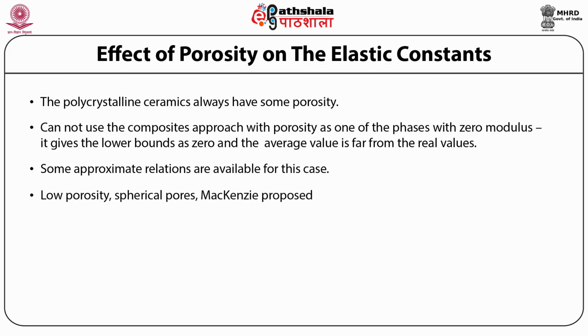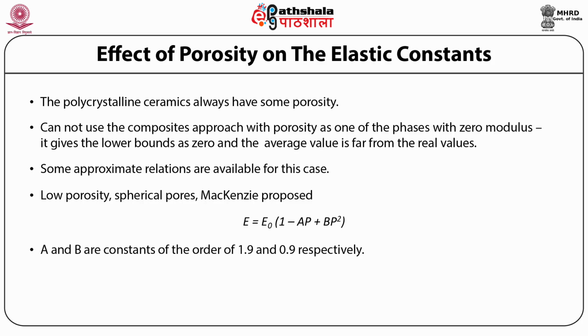For low porosity, assuming the pores to be spherical, Mackenzie gave the following expression for the Young's modulus of a porous body, that is E equal to E naught multiplied by 1 minus AP plus BP square, where E naught is the Young's modulus of the dense ceramic, P is the volume fraction of the porosity, and A and B are constants of the order of 1.9 and 0.9 respectively.